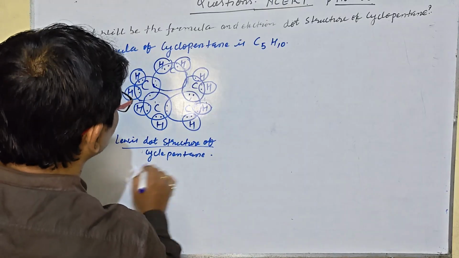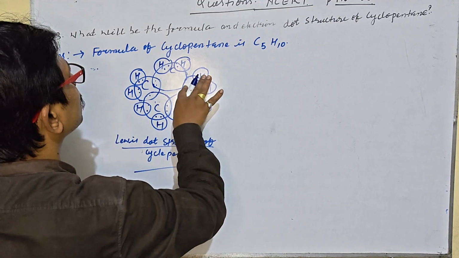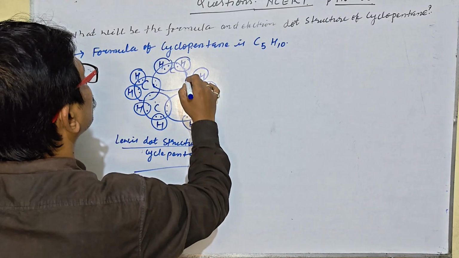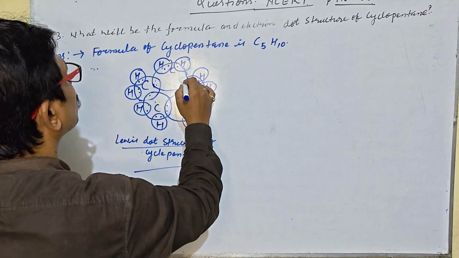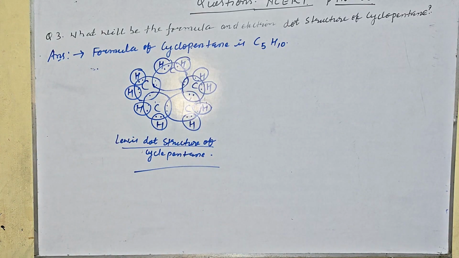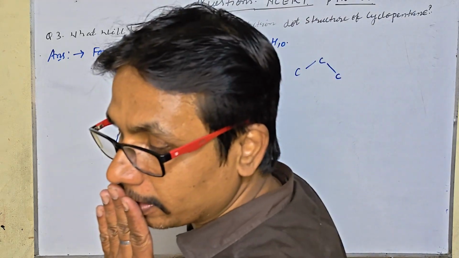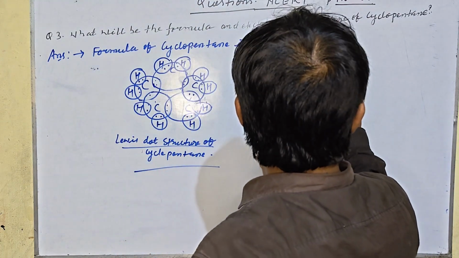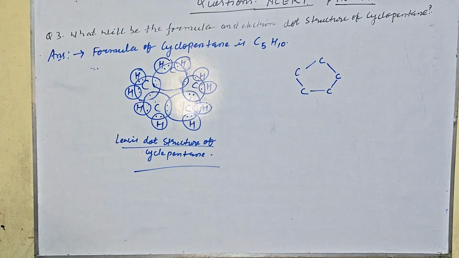It means there is the Lewis dot structure. The 2 hydrogens are attached with the carbon. There are 2 dots. Is it clear? So this is the Lewis structure. Second, as you can see, is the structural formula of cyclopentane. Which type of structure formula is going to be made? This type. Is it clear? This type of structure is going to form.